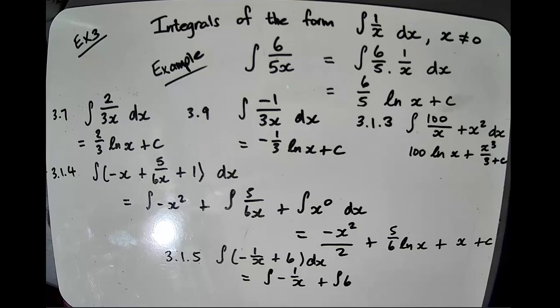3.15, simple like that. Separate the integral first. So the integral of negative 1 over x, the integral of 6. Right, so the first one will be negative ln x plus c plus 6x. Don't forget to not leave out the c.